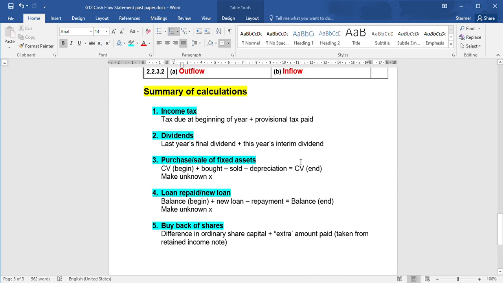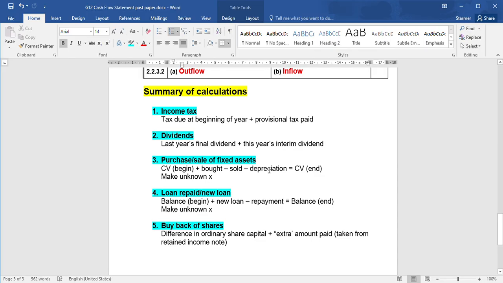Interim dividends you can pay in cash. You don't need to wait for approval from the shareholders, so they can be declared and paid immediately. So that's what we're also going to pay here. So last year's final dividend plus interim dividend for this year.